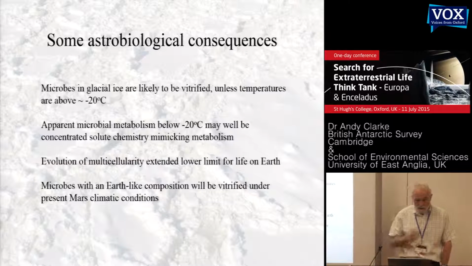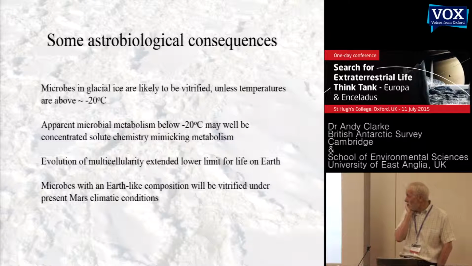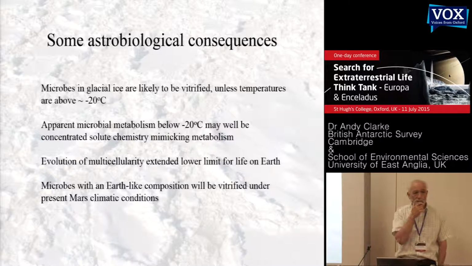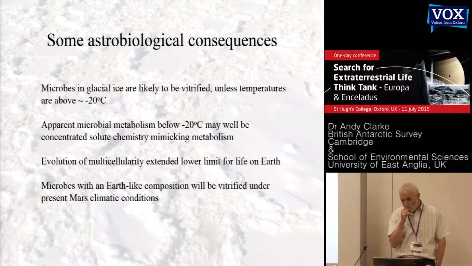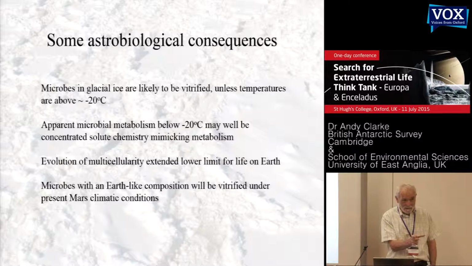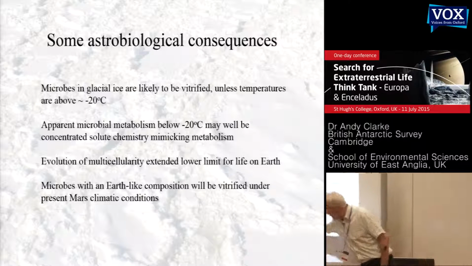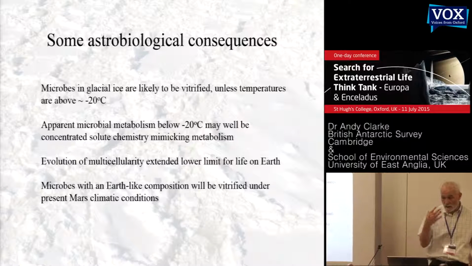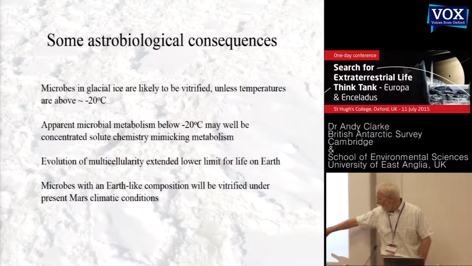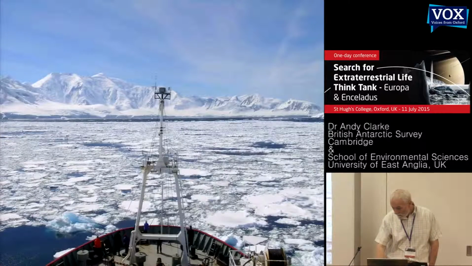Interestingly, because I haven't had time to go into it in this talk, but we can talk about it either immediately after the talk or over coffee, one of the things that's happened with the evolution of multicellularity is that it's limited your upper temperature for life. You don't go above minus 45, but it extends your survival quite a long way cold. And the last astrobiological consequence is that microbes with an Earth-like composition will be vitrified under present Mars climate conditions. That is an important caveat, because of course we don't know what the composition of cells on Mars might be. But extrapolating from cells we see here and the way they behave in relation to temperature, under most Mars conditions they would be vitrified and not doing a great deal. I almost made it in 20 minutes. Thank you very much.